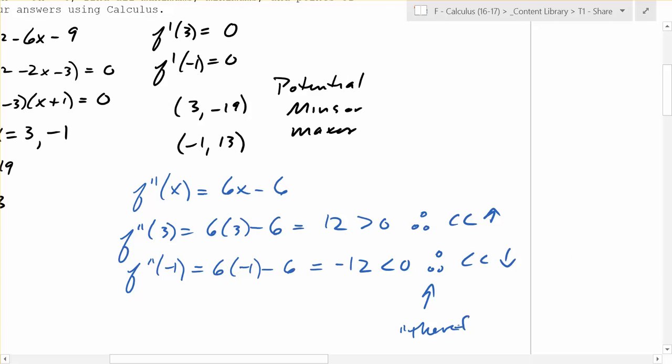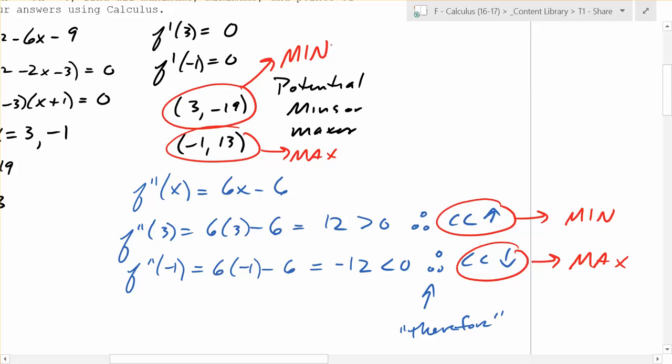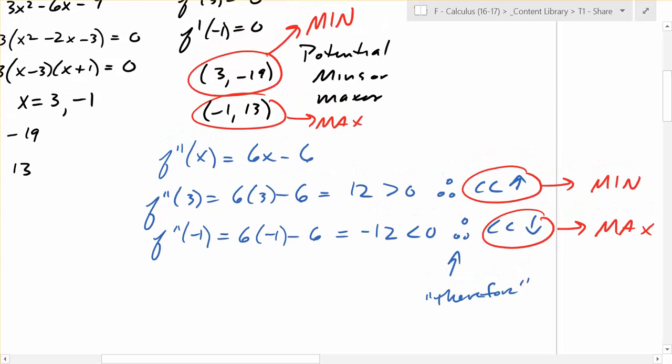Therefore. That is a real math thing. Is that Greek? I think it's just math notation. I don't know where it first showed up, actually. Maybe from some Greek derivation. So concave up, what does concave up mean? That means it's a minimum, and concave down means it's a max. So we know that here, this is going to be a max. And what's this going to be? A min. Excellent.